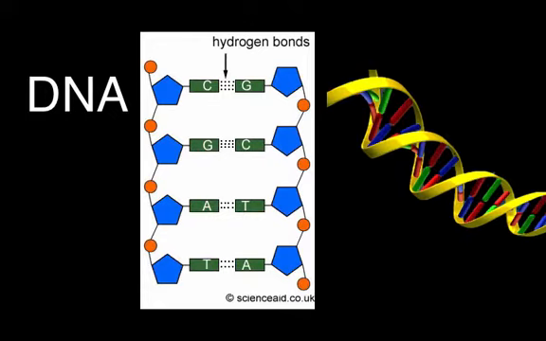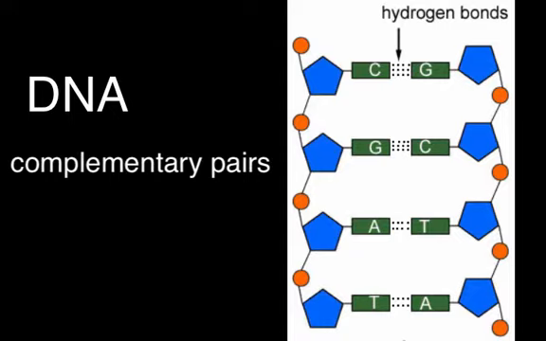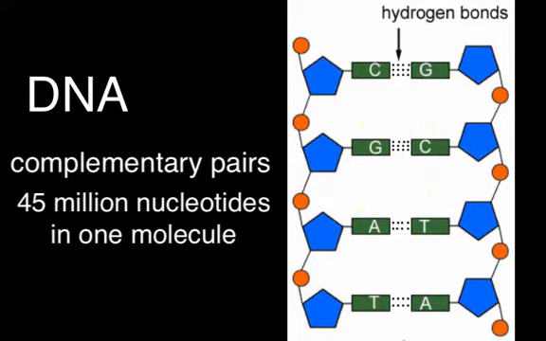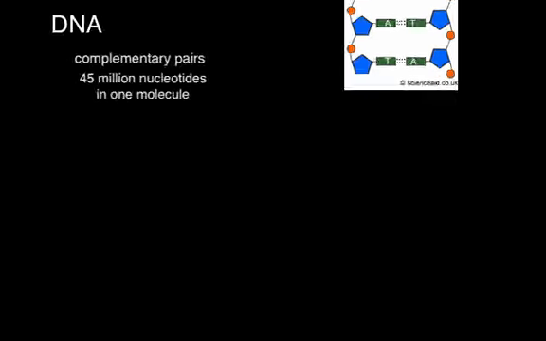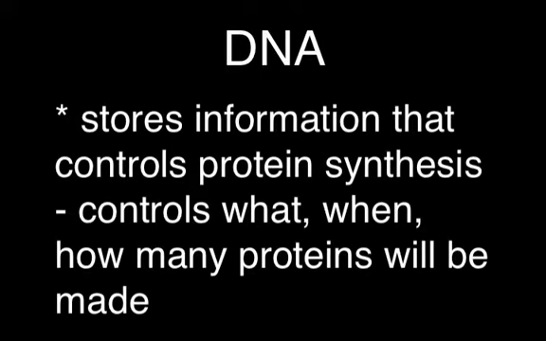When the nucleotides of one strand link to the nucleotides of the other strand, the bases that link together are called a complementary pair. The purines will link to the pyrimidines, so that adenine and guanine will link with thymine and cytosine respectively. In other words, adenine will only link to thymine, and guanine will only link to cytosine in DNA. DNA always has more than 45 million nucleotides in one molecule. DNA will store information that controls protein synthesis, or in other words, controls what, when, and how many proteins the cell will make.